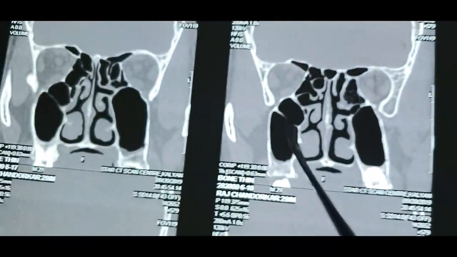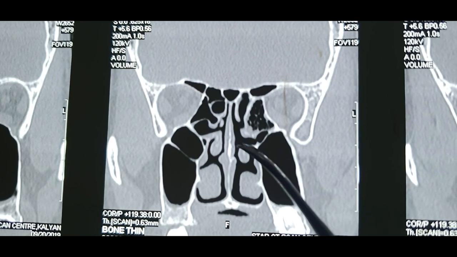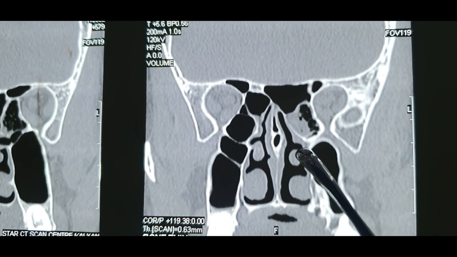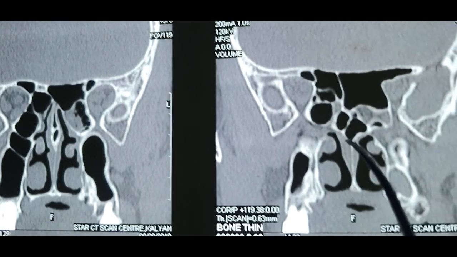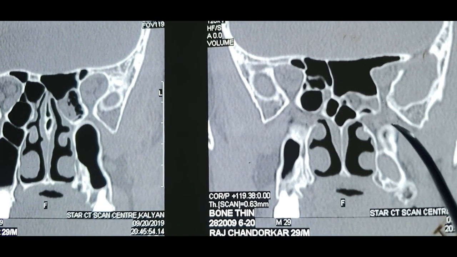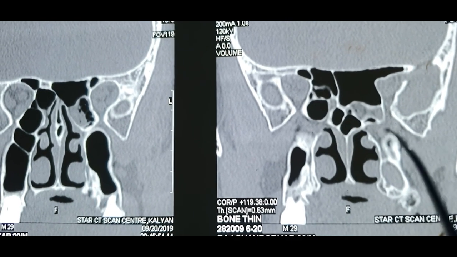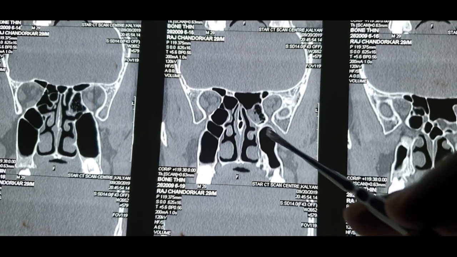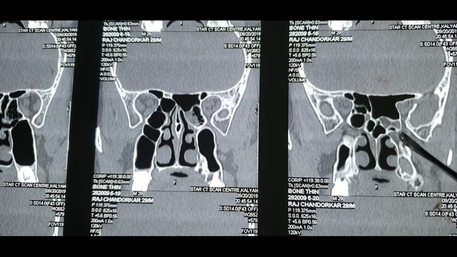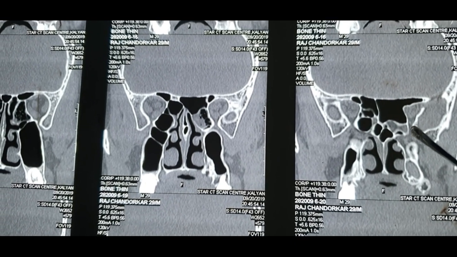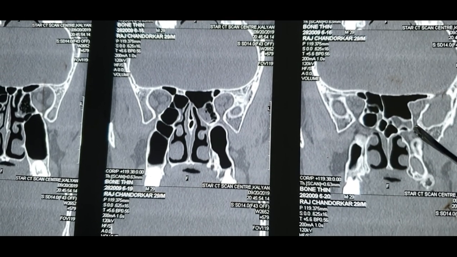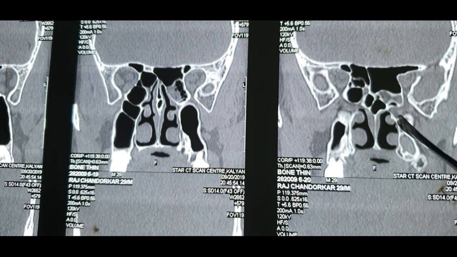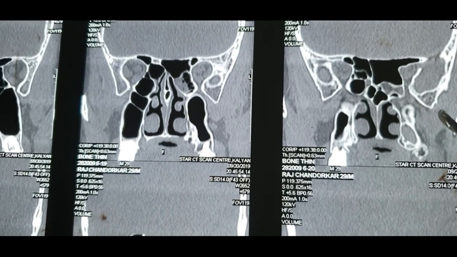This is sphenoid. So I was showing you the sphenopalatine foramen. This is a canal. This is the sphenopalatine foramen, and this is the PPF. And this is the infratemporal fossa. That's the pterygopalatine fossa, that's the infratemporal fossa, that's the inferior orbital fissure, that's the orbital apex, that's the most anterior aspect of the sphenoid sinus.